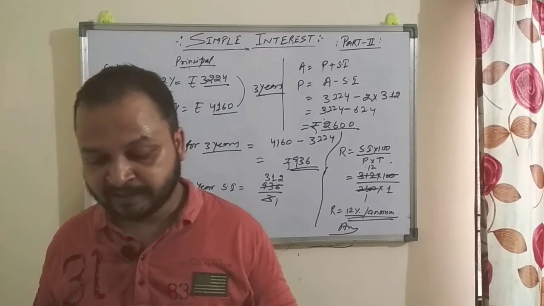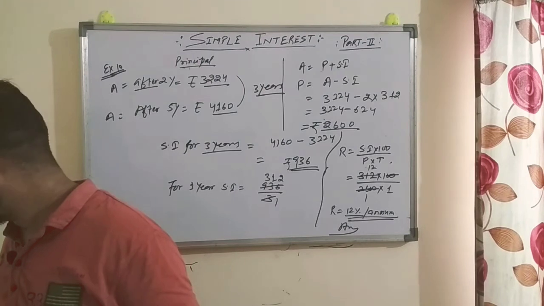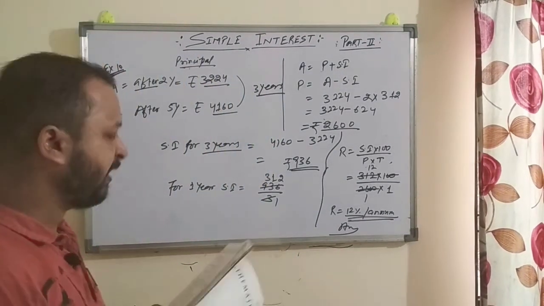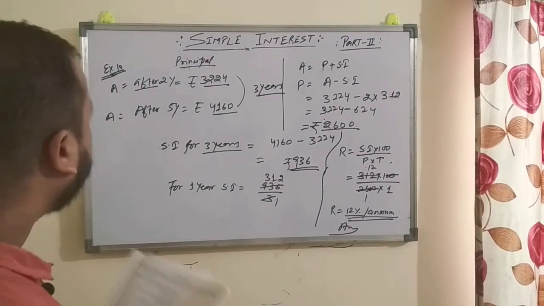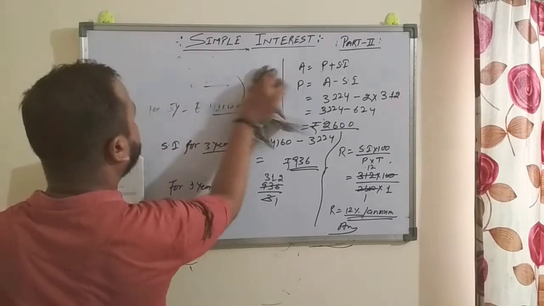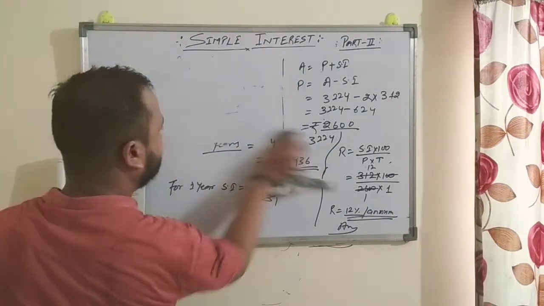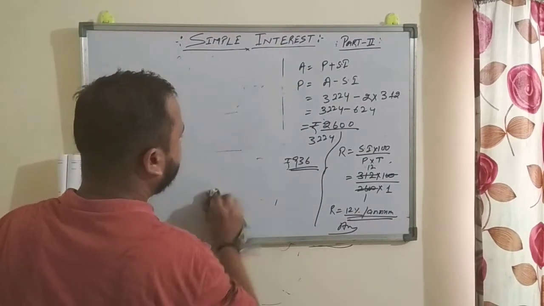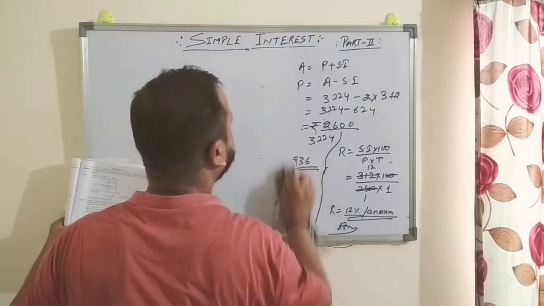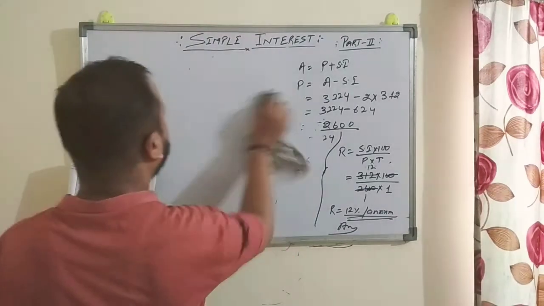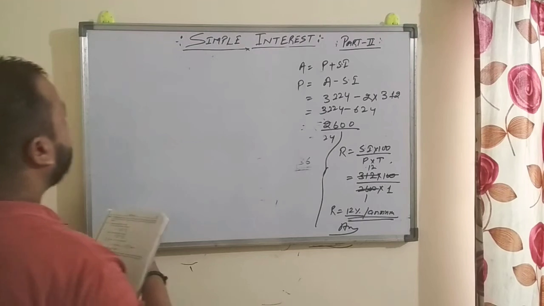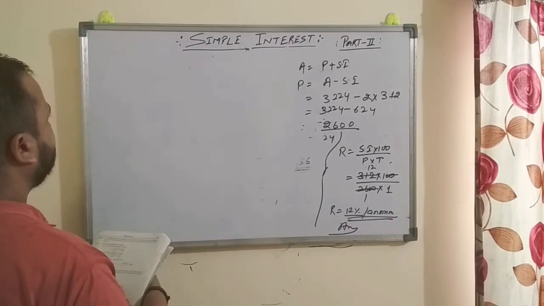While investing a certain sum of money for 3 years at 8% per annum rate of interest, you are getting 96 rupees more. So let the principal be x.